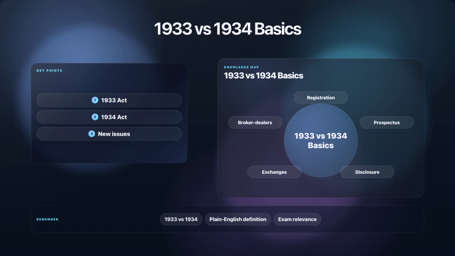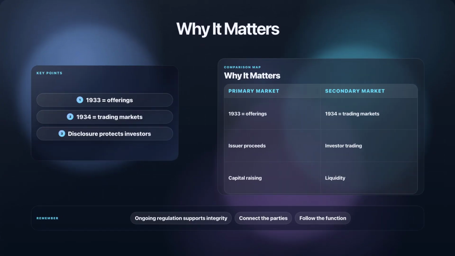Your goal is not to memorize isolated words. Your goal is to understand how the concept works inside the securities industry. This matters because SIE questions rarely test concepts in a vacuum. They often describe a market participant, a product, a customer, a firm action, or a regulatory situation. When you understand the purpose of 1933 Act vs. 1934 Act, the answer choices become easier to compare.